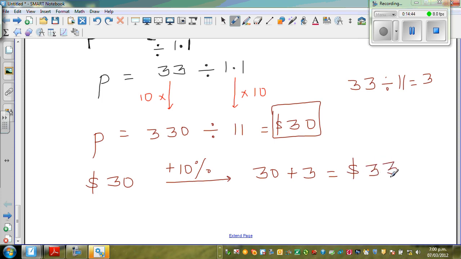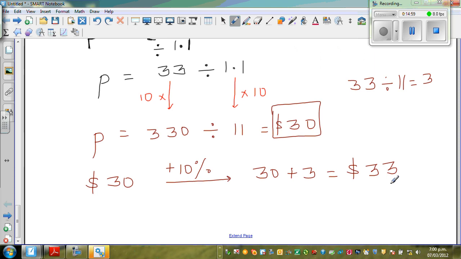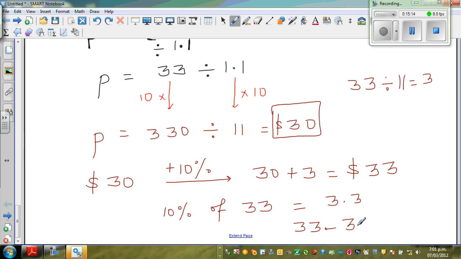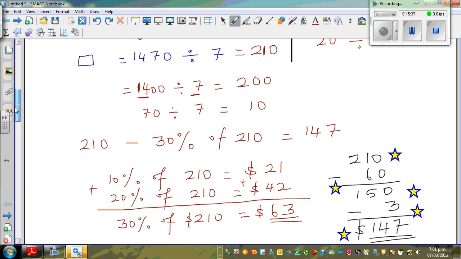Now one thing that I'll let me finish like this. What students would like to do is find 10% and try to take off 10% to get the original amount. That will not work because if you find 10% of 33, you get 3.3. And if you take away 3.3 from 33, obviously you can understand it is not going to be $30. So when you are going backwards, this is how you have to go through the thinking process. Basically, you have to divide by a number. When it is increasing, it will be a number greater than 1. And when it's a decreased amount, it will be a number between 0 and 1.